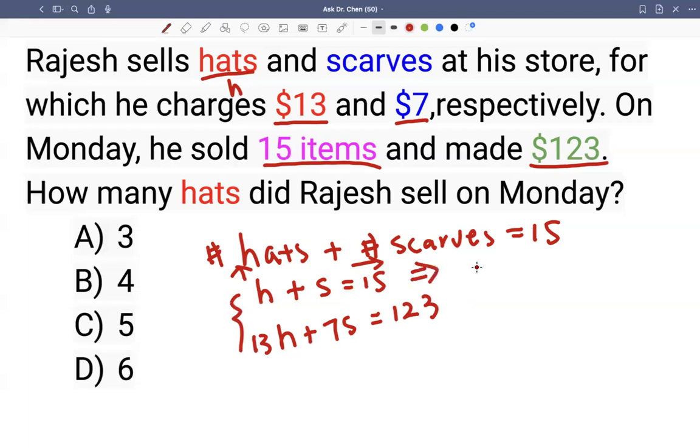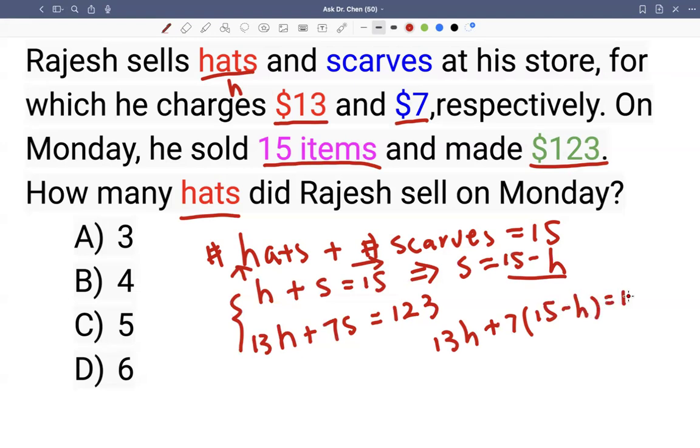We could use the substitution method. Because we're trying to find the hats, we want to get rid of S. So we write S as 15 minus H. Then we substitute into the second equation. The second equation has 13H plus 7 times S. S is 15 minus H. That equals 123.